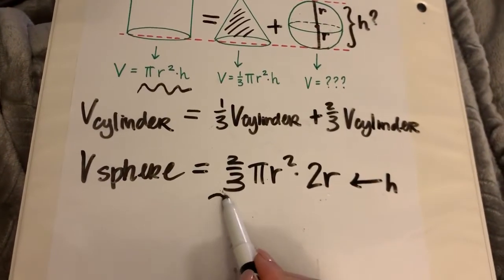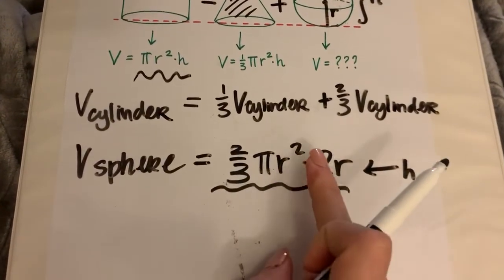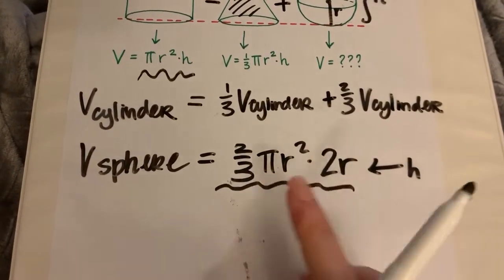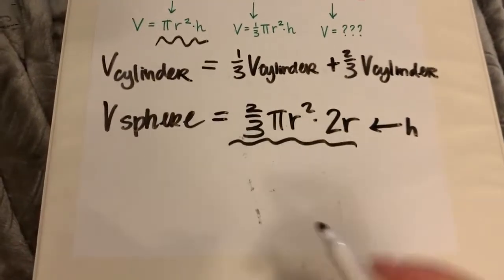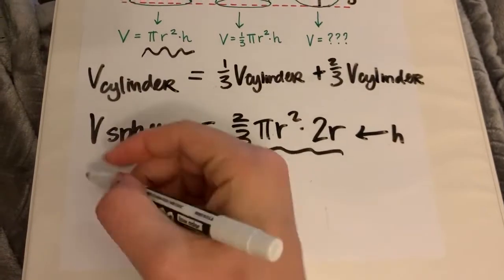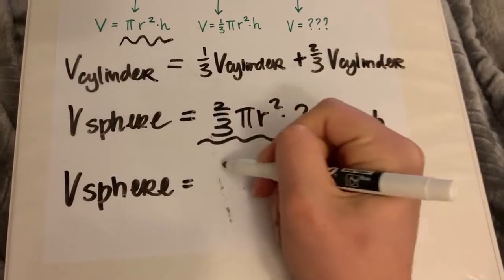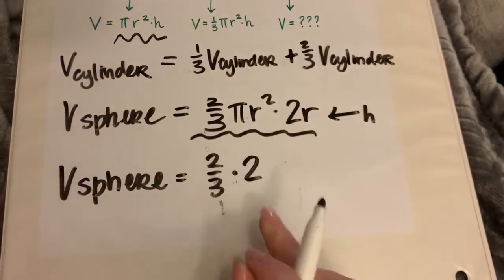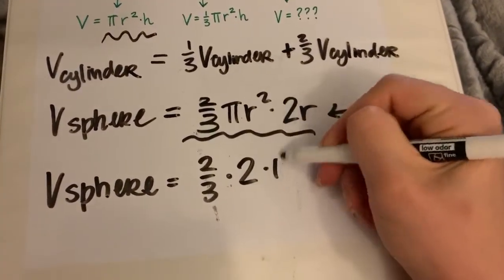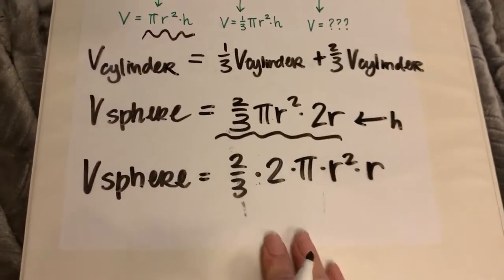So now look at our formula. We have 2/3 times pi times r squared times 2r. Now this formula would actually work, but it's a little messy. So let's rearrange some things. We have the volume of a sphere is equal to 2/3 times, let's put all the constants together, so 2/3 times 2, and then times pi times r squared times r. We'll put the variables at the end.